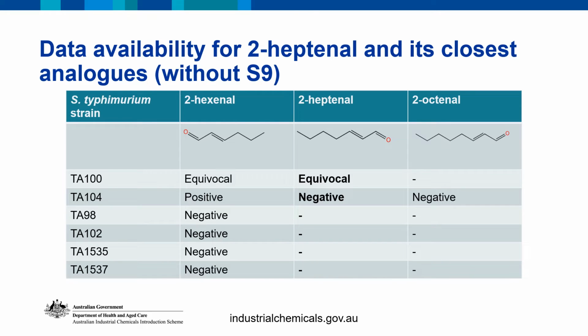As you can see, the results in TA100 are unclear. They are contradictory in TA104, and only 2-hexanol has data for the other strains.